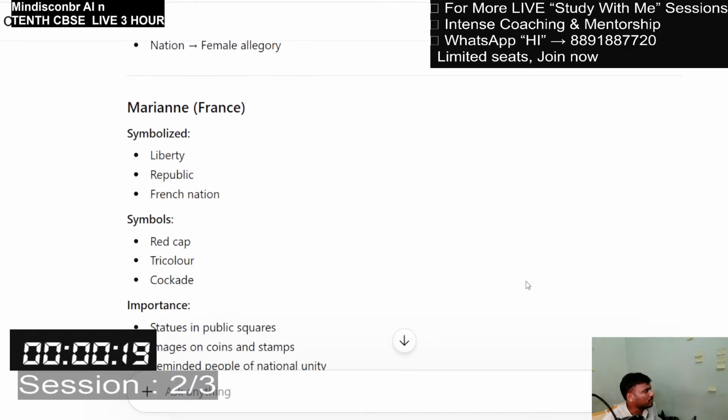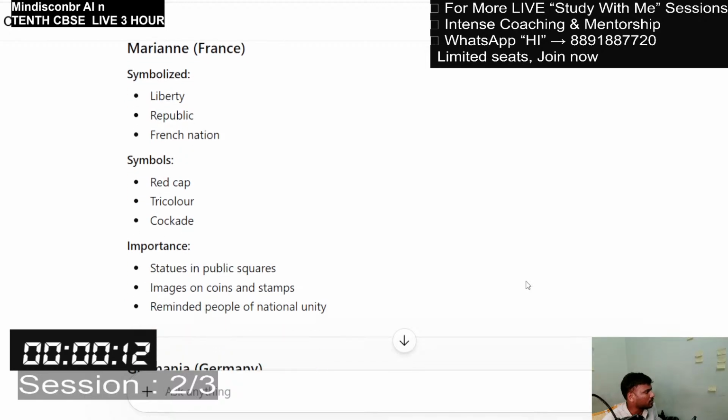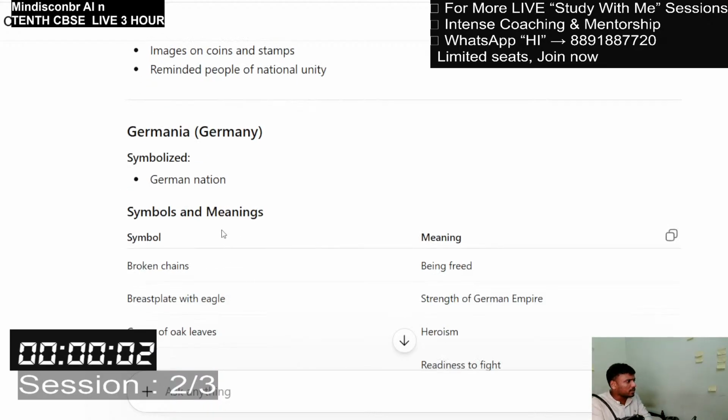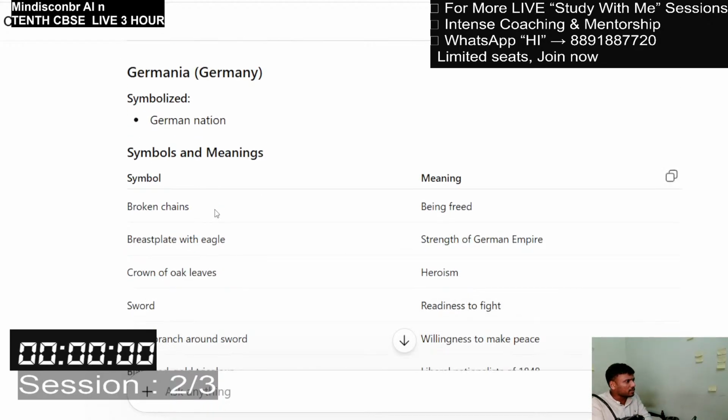Marianne, France, symbolized liberty, the republic, and the French nation. Symbols: red cap, tricolor, and cockade. Important statues in public squares, images on coins and stamps reminded people of national unity. Germania, Germany, symbolized the German nation. Symbols and meanings.